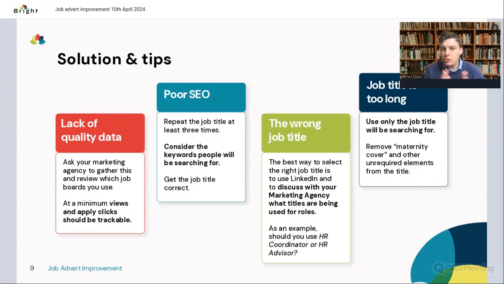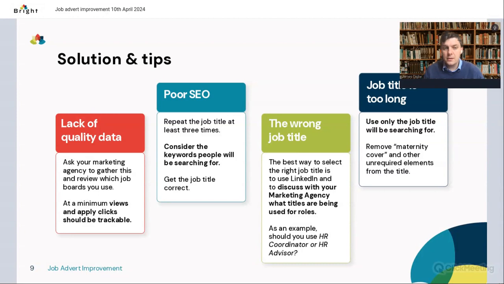So the actual solutions to these different areas come from a number of different issues that we see people having. So a lack of quality data. If you partner with us at the moment, or you were to partner with us in the future, we're able to provide you with data on your job adverts. If you don't do that, you can get that from your current suppliers. So do request it. Do review the number of views and apply clicks that you get. It should be trackable for everybody. So where some people drag their feet in providing you with that information, do push for it because it is really valuable information.